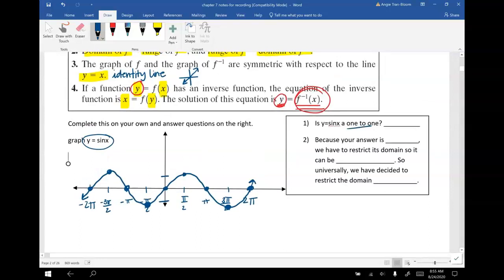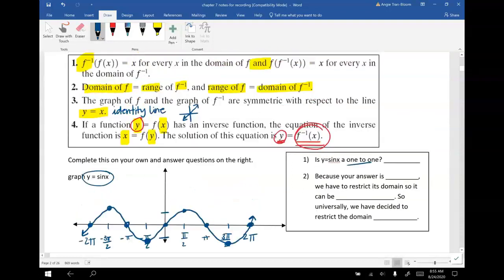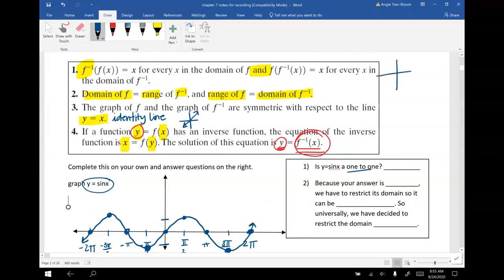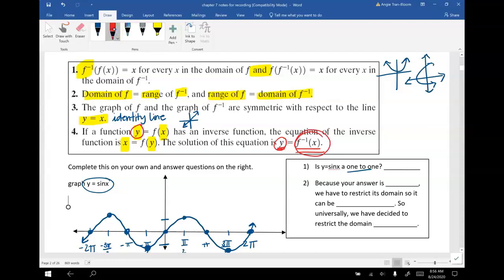A one-to-one function is when it passes a horizontal line test. So I'm going to give you two graphs here. One is a parabola going up, one is a parabola going sideways. Out of these two, one of them is not a one-to-one. This vertical line is a function. This right here is not a function. So this is a function. Okay, this is not a function.